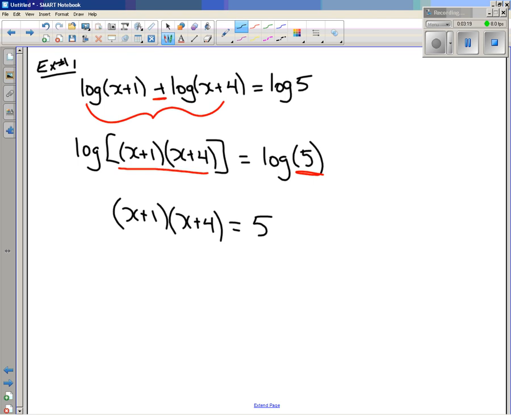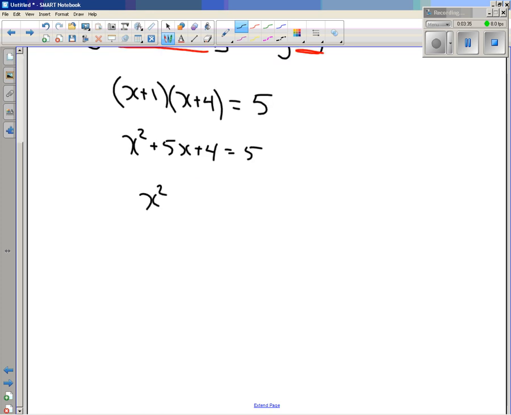How can we solve that? We're going to have to expand out this left-hand side, so we'll get x squared plus 5x plus 4 equals 5. We can bring that 5 over to our left-hand side, so we'll get x squared plus 5x minus 1 equals 0. Now we're looking to solve this. Can we factor it? Can we find two numbers that multiply to -1 but add to +5? It doesn't look like it, so we're going to have to use the quadratic formula.